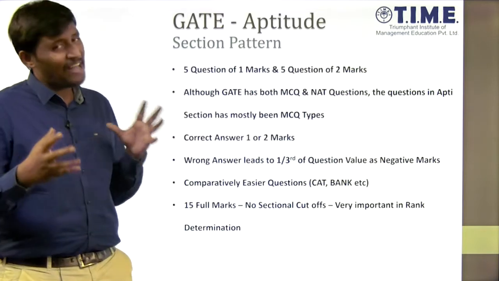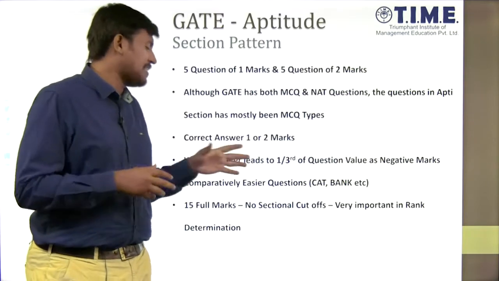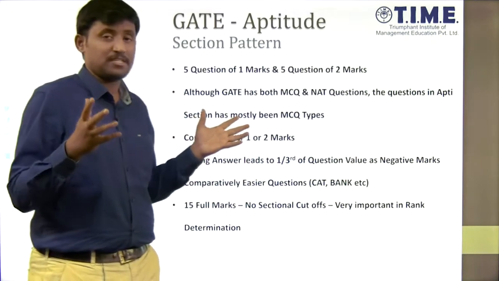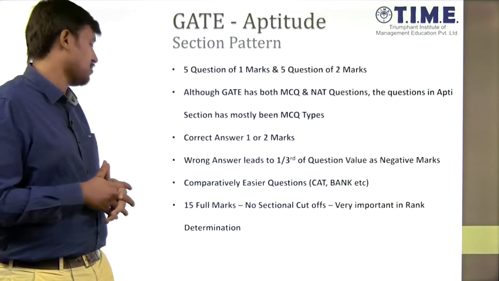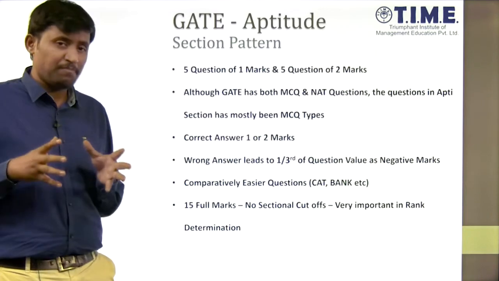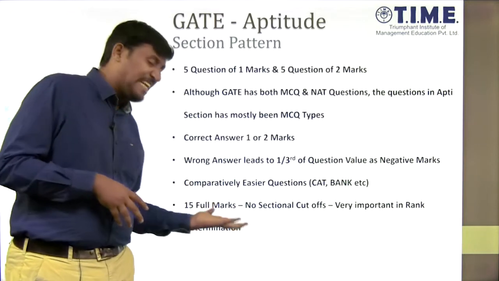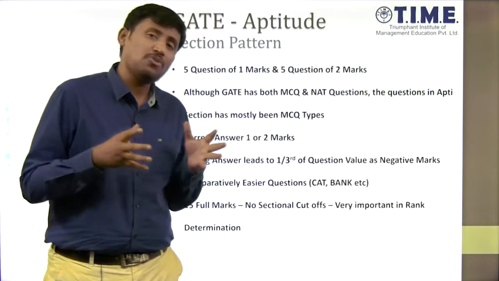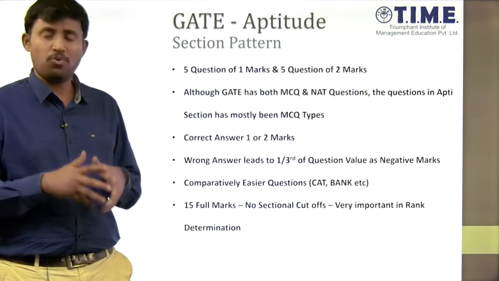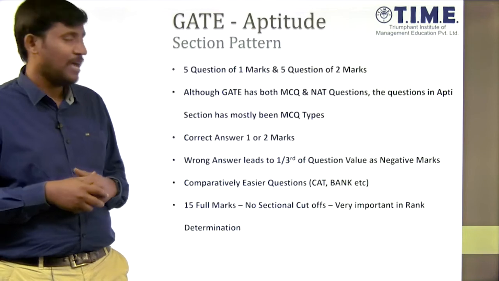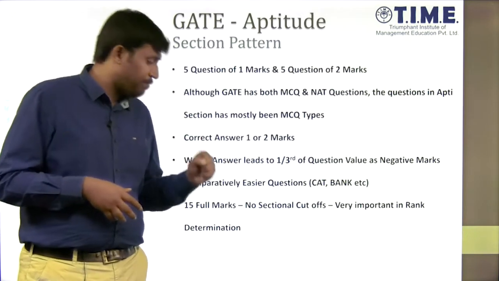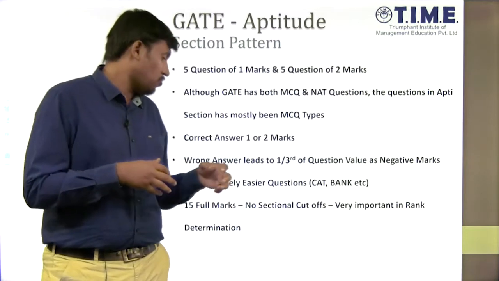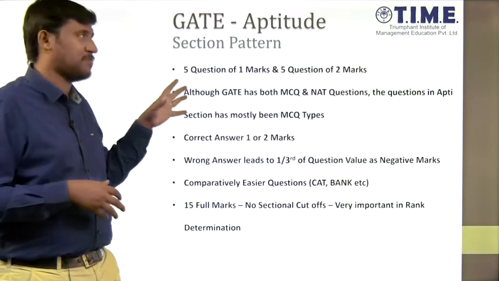Now, in terms of difficulty, the questions are comparatively easier when you compare them to a bank exam or the CAT exam, which is considered one of the toughest of all the aptitude exams, right? One very important thing that you need to understand is that there's a 15-mark section. Unlike some other exams, GATE has no concept of sectional cutoffs. So they're only taking into account your overall marks, and these 15 marks can be a very important factor in the rank determination. Okay, so you need to score as much as possible.